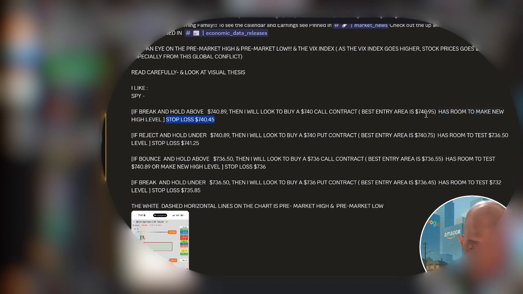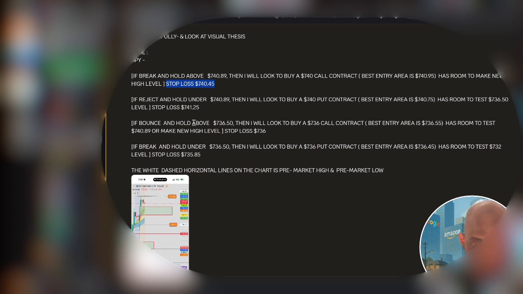So if you're getting in at 740.95 and you're saying it's going to go up to 741, 742, if it goes against you, under your 740.95, you want to give it at least to 740.45 before it's not going to go up. Let's get out of it. Let's take our loss. That's what a stop loss is. So that's what the watch list consists of.